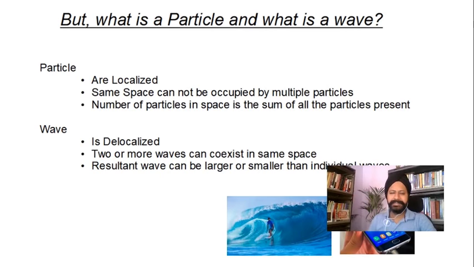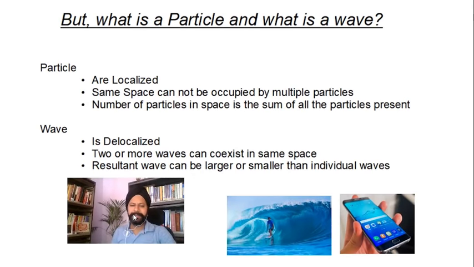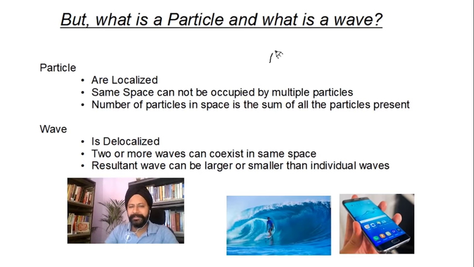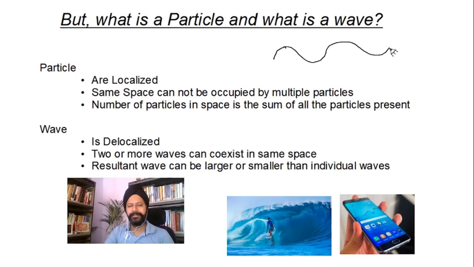So let's first understand what is a particle and what is a wave. Particles are localized. This pen or this mobile phone in the picture is sitting here, it's localized, as in it has a certain position in space. I can take some origin and specify the x, y, and z coordinates of it. A wave is delocalized. So think about this wave.